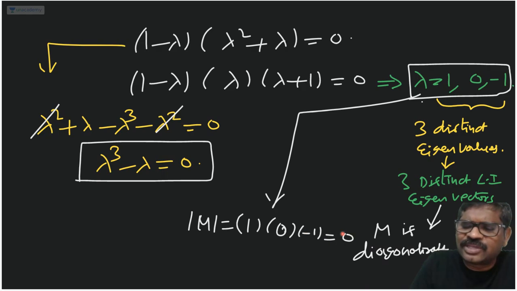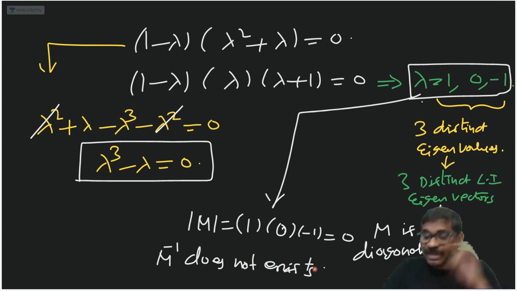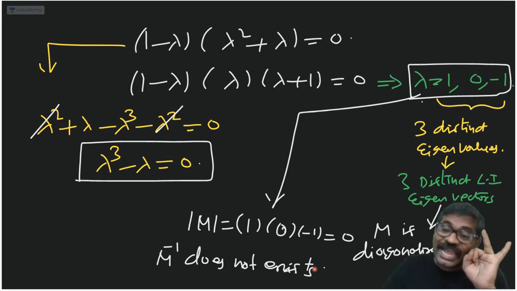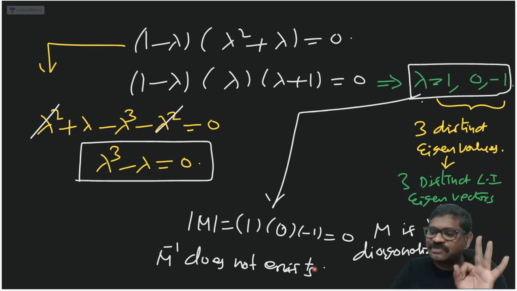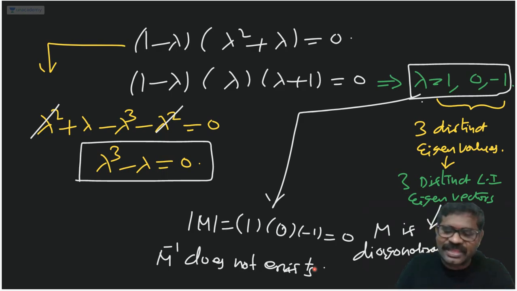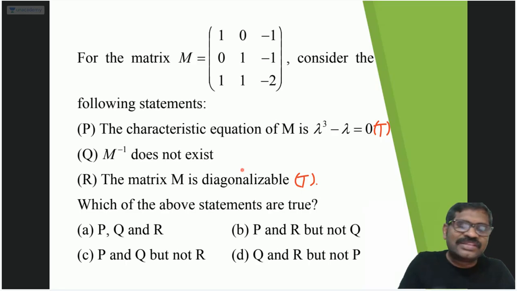That is 0. So M inverse does not exist. M inverse does not exist is true. Matrix is diagonalizable is true. And lambda cube minus lambda equal to 0 is the characteristic equation is also true. Understood? All three statements are correct. P is correct, Q is correct, and R is correct. Therefore, first option is correct.